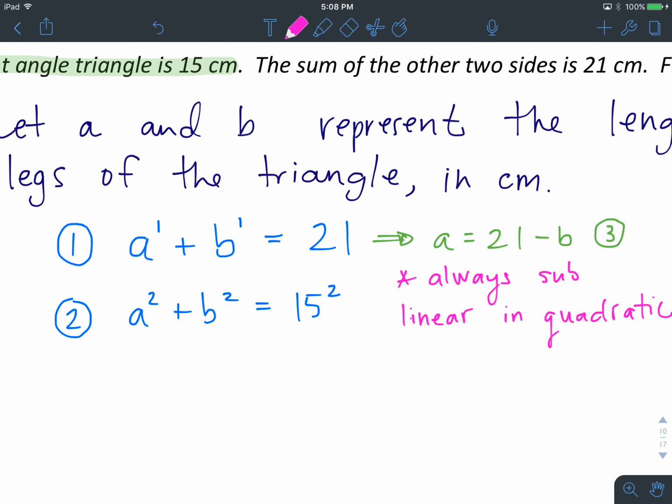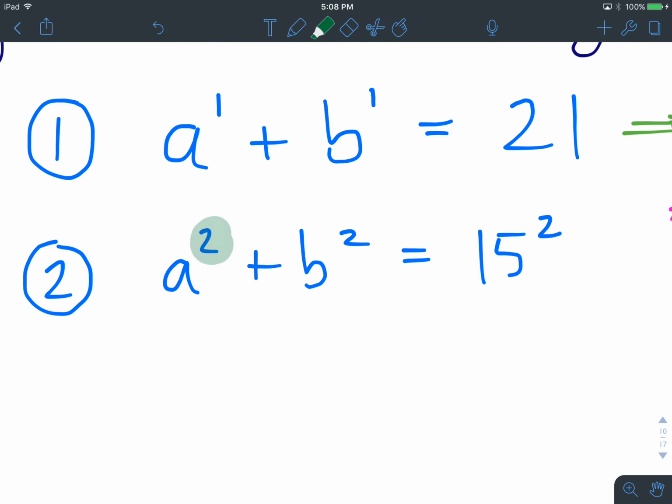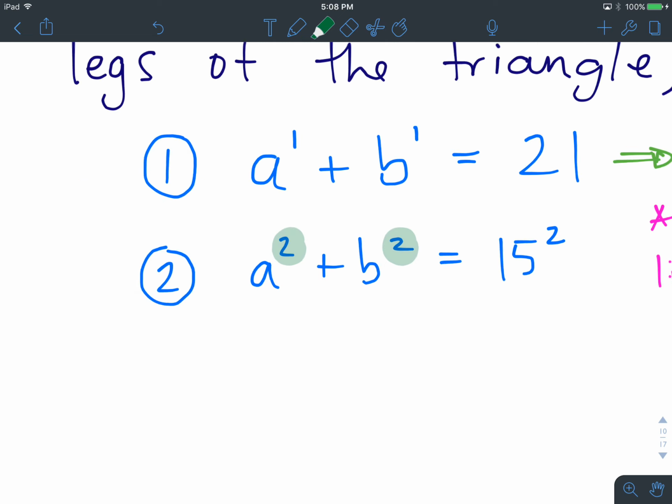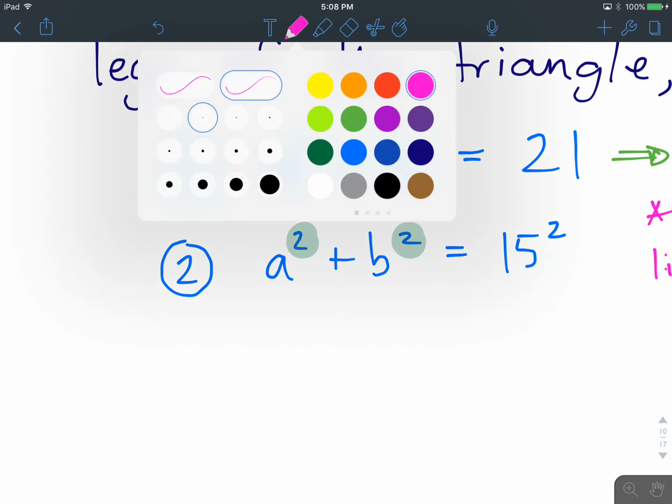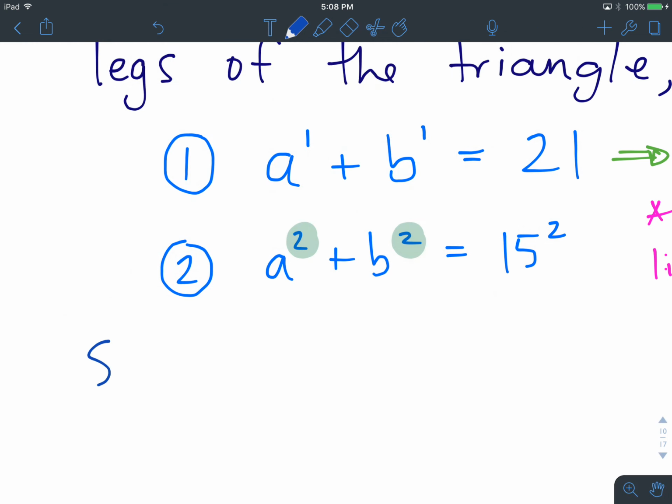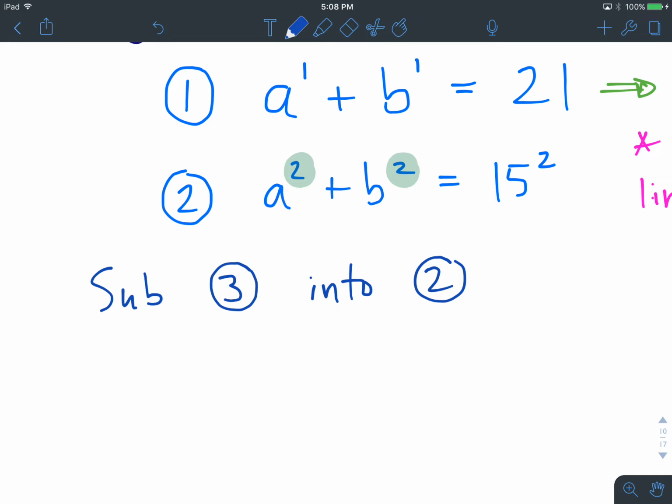We'll see that this is actually a degree 2 equation here because the largest exponent on any of our variables is a 2. So we are going to sub 3 into 2. That's where we start. We're going to sub 3, which is a reorganized linear, into 2, which is our quadratic equation that we have built. So we are going to be replacing a. A will be replaced with 21 minus b, and that's all being squared, plus b squared equals, I'm going to go ahead and square 15. That's going to give me 225. And now I'm going to expand out.